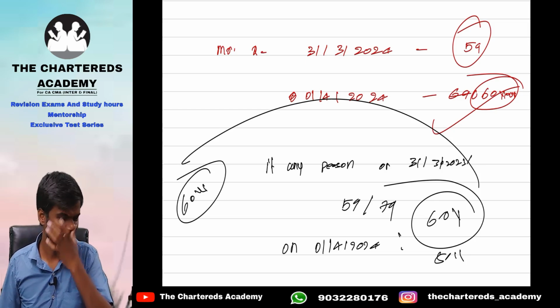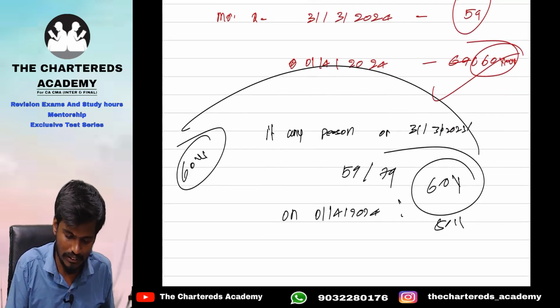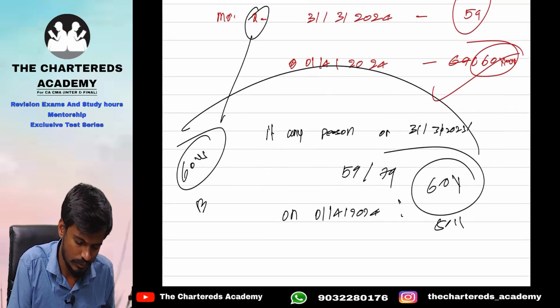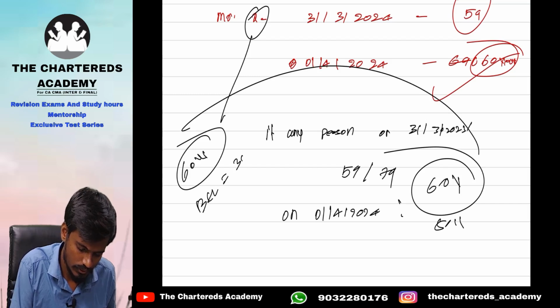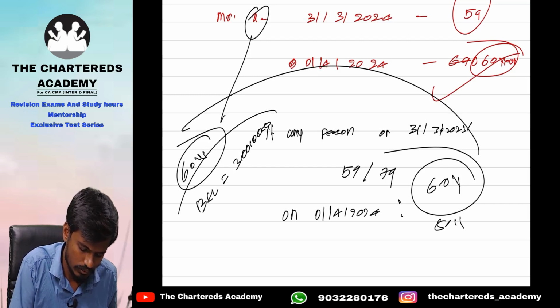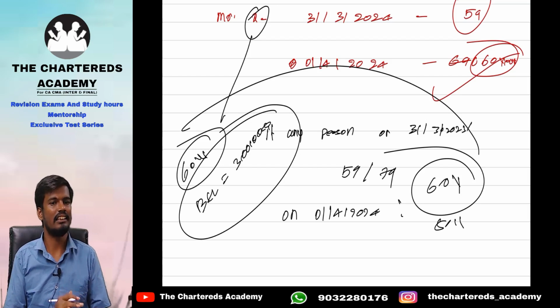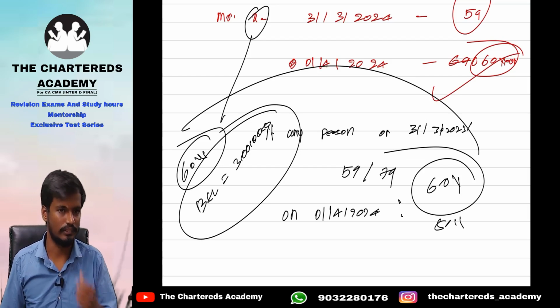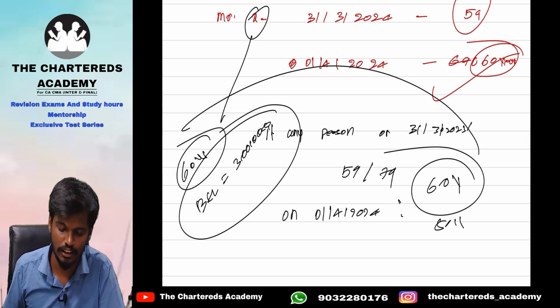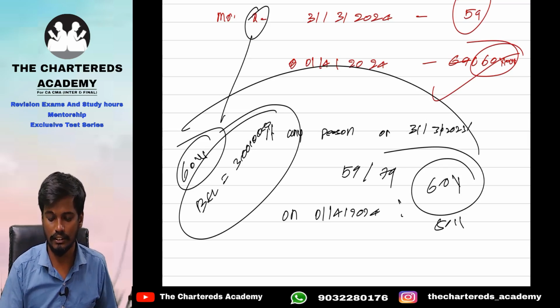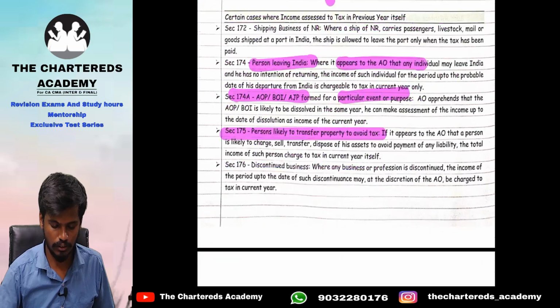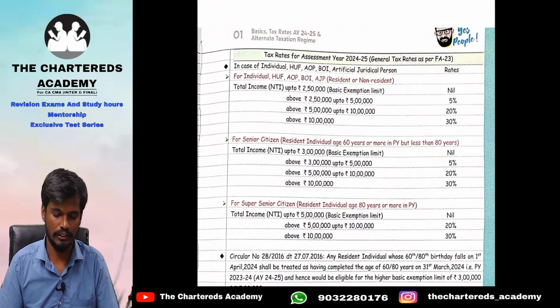Okay, sir. So in this example, you consider Mr. X's basic exemption limit as 3 lakh. That is the CBDT clarification. Okay, guys, you can check it. What are the provisions for these things?